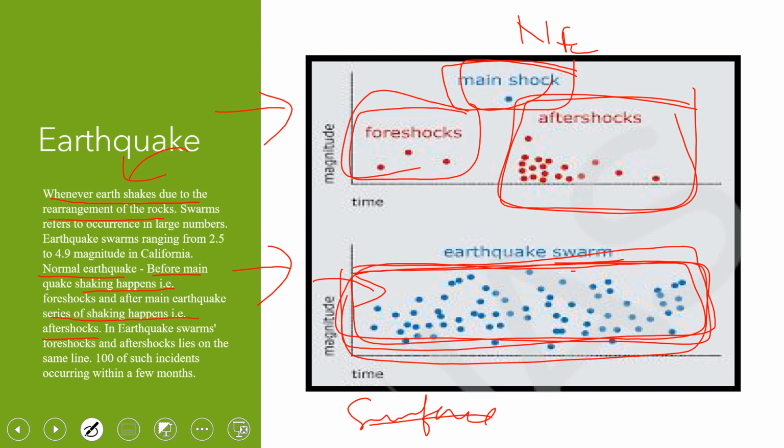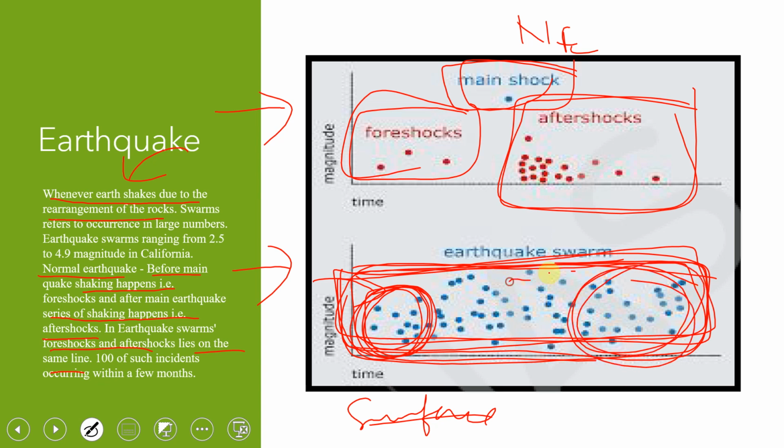And in earthquake swarms, foreshocks and aftershocks lie on the same line. For all these foreshocks, aftershocks and main shocks, we are unable to identify which dot denotes the foreshock and which denotes the aftershock. Yes, we can say that these lower magnitudes are foreshocks, these smaller magnitudes are aftershocks, and this top one is the main shock. But it is difficult to differentiate.